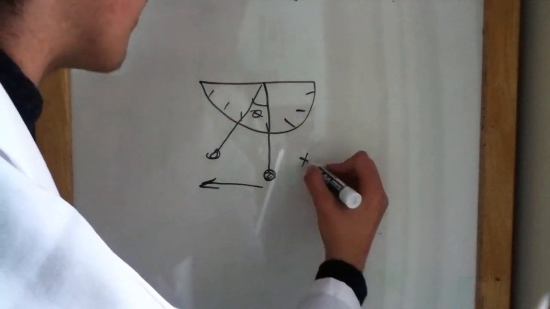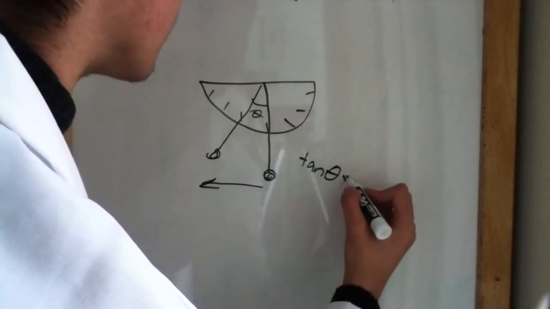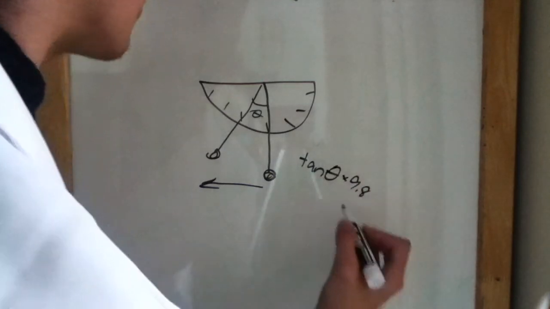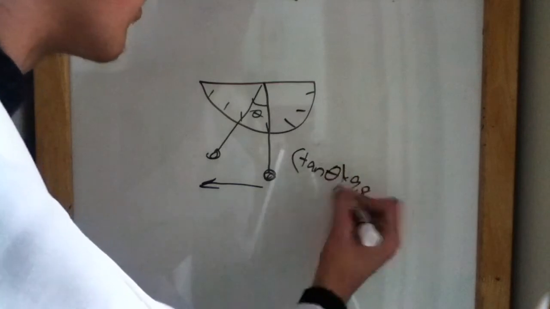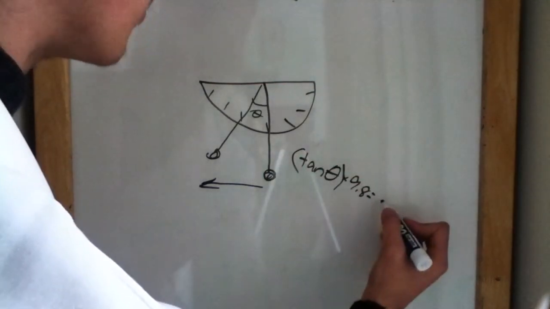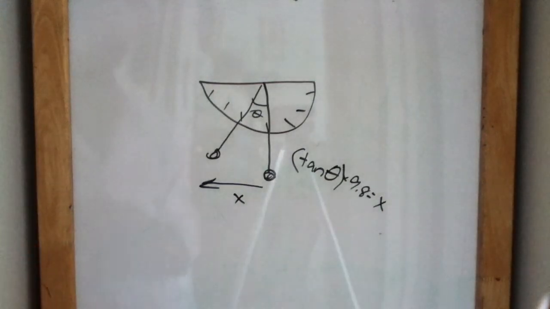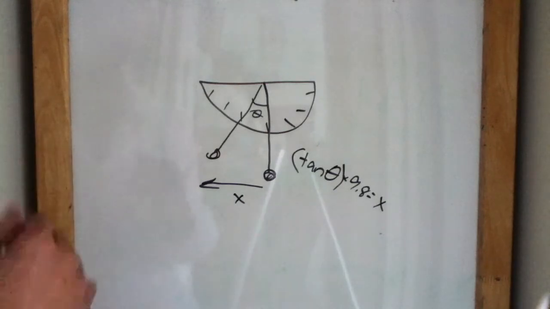So again, remember that was tan of theta times 9.8, and it's like this, not theta times 9.8, then tan. It's tan theta, then 9.8 is equal to, and then your x. So beautiful. Let's see how this works in real life.